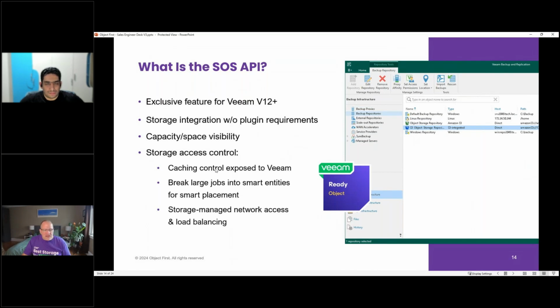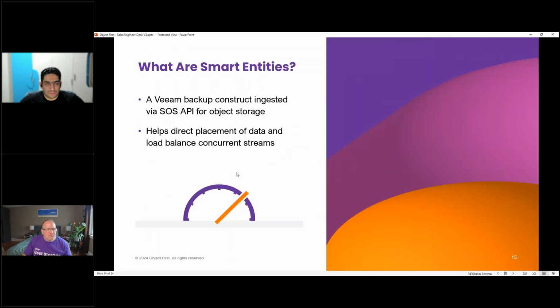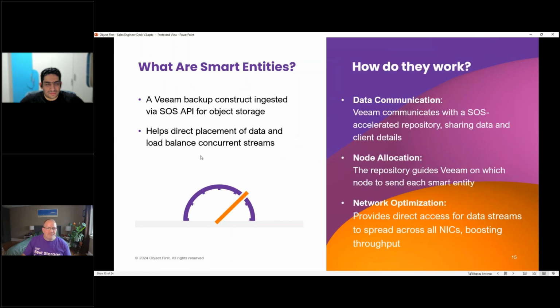Storage managed network access and load balancing, I said before. So what are smart entities? I kind of described that a bit. A Veeam backup construct ingested via the SOS API for object storage. That's the kind of scientific description. So it helps, in a nutshell, direct placement of data and load balance concurrent streams.